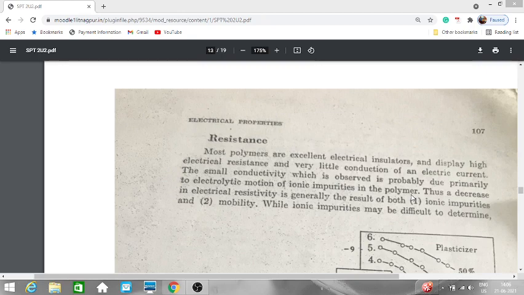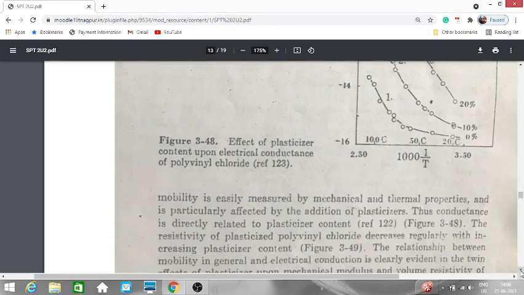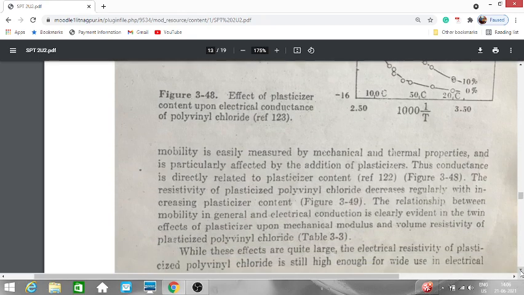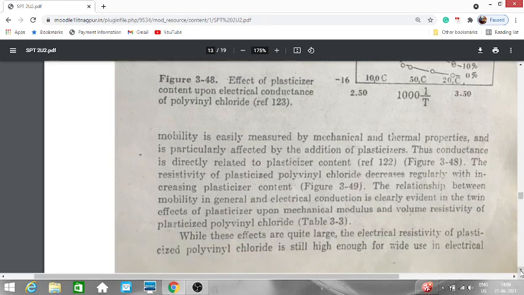Thus, a decrease in electrical resistivity is generally the result of both ionic impurities and mobility. While ionic impurities may be difficult to determine, mobility is easily measured by mechanical and thermal properties and is particularly affected by the addition of plasticizers. Thus, conductance is directly related to plasticizer content. The resistivity of plasticized polyvinyl chloride decreases regularly with increasing plasticizer content. The relationship between mobility in general and electrical conduction is clearly evident in the twin effect of the plasticizer upon mechanical modulus and volume resistivity of the plasticized polyvinyl chloride, as shown in table 3-3.